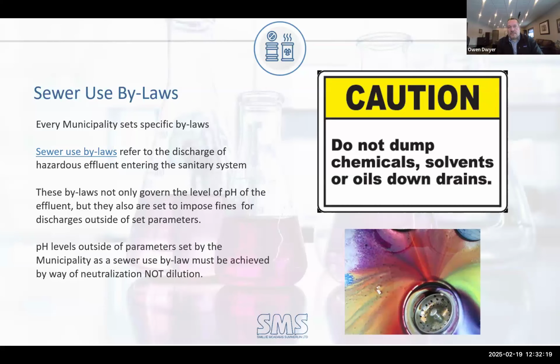Some municipalities do not permit, I'll show in the second slide here, neutralization by way of dilution. They specifically spell it out. Municipal bylaws will often say neutralization by way of dilution is non-permissible.